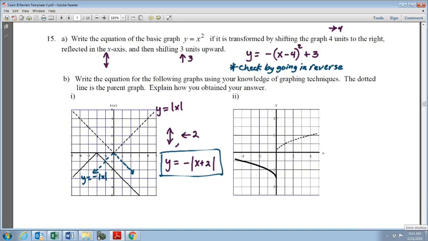Alright, on number 2, now we're working with what I call the ET function, or y equals square root of x. Of course, it goes like this.